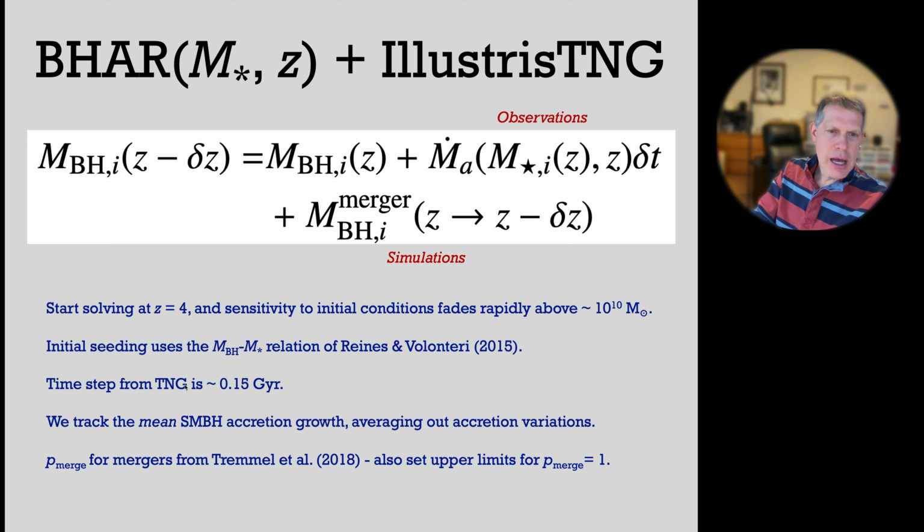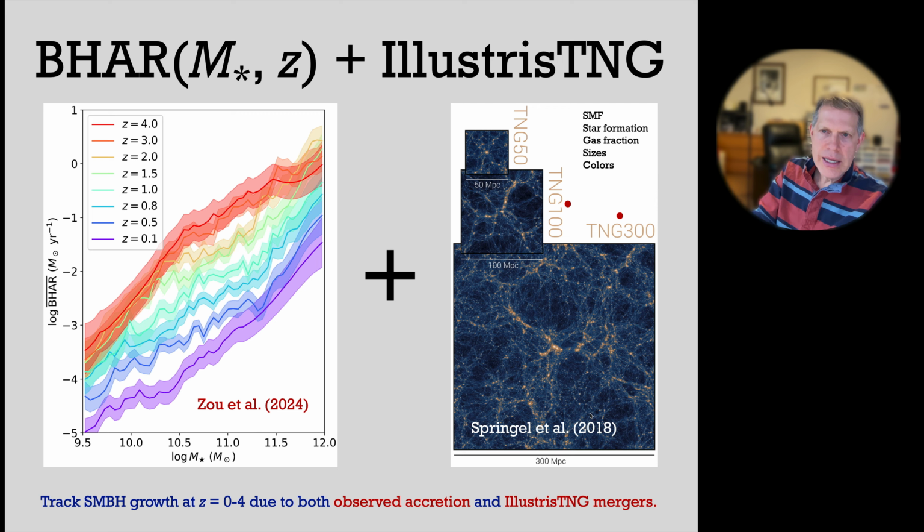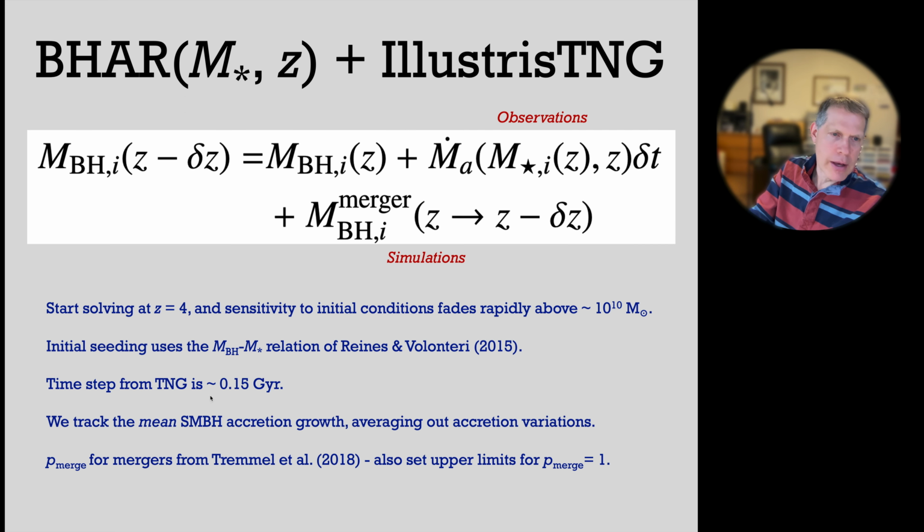The time step available to us from TNG is about 0.15 gigayears. And remember, in this work, we track the mean growth by accretion, because we perform these average measurements. So we average out accretion-based fluctuations. We're tracking things in the mean, not trying to capture the underlying scatter due to accretion variations.